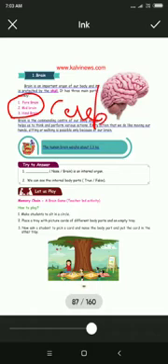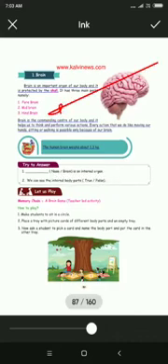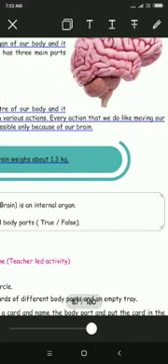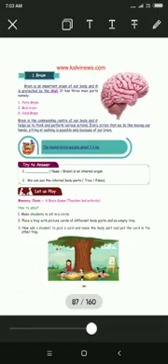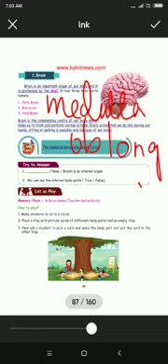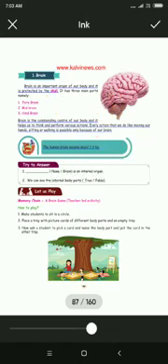Cerebrum. Second, midbrain, another name is cerebellum. Cerebellum. Third one, hindbrain, another name is medulla oblongata. Medulla oblongata. So these are the three main parts present in our brain. Once again, forebrain, another name is cerebrum. Midbrain, another name is cerebellum. Third is the hindbrain, another name is medulla oblongata.